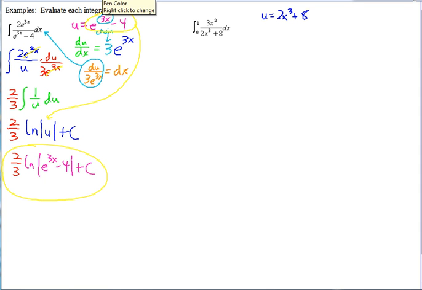But since this is a definite integral, remember one of the different steps is you have to convert the lower and upper limits by substituting those in for x one at a time. So if we substitute 1 for x, we get u equals 2 times 1 cubed plus 8. Well, 1 cubed is just 1 times 2 is 2 plus 8 gives you 10. So when x is 1, u is 10. So our new upper limit will become 10. And now let's do the same thing with 0. If we substitute 0 for x, we get u equals 2 times 0 cubed plus 8.